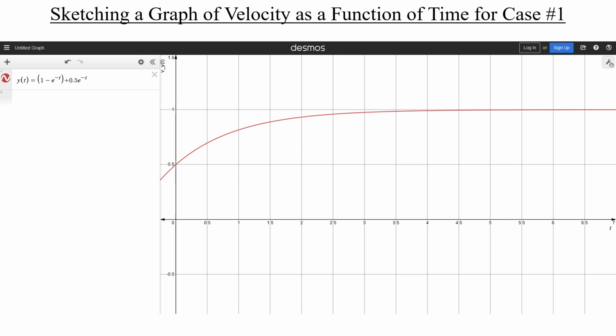Because remember, we said once you hit terminal velocity, you don't accelerate anymore, and your speed should remain the same. And that is reflected in our graph. So, cool. That is all that part B wanted us to do.